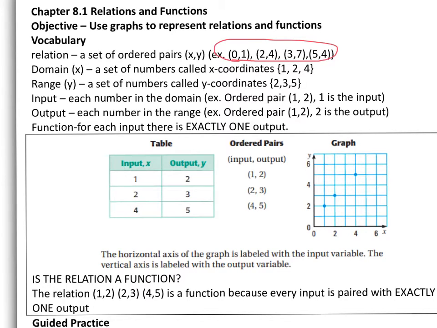The domain is a set of numbers called x-coordinates. So, the domain of the relation for this example here will be 0, 2, 3, 5. Please list them in order.